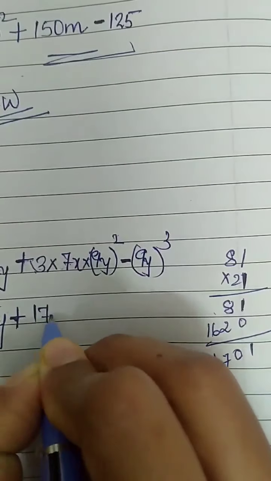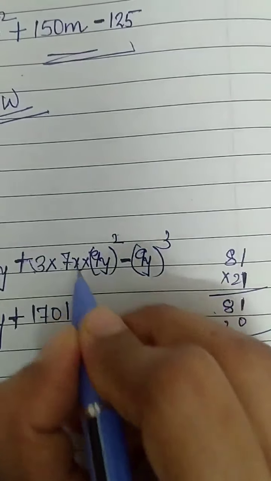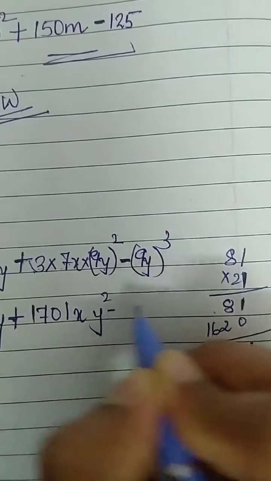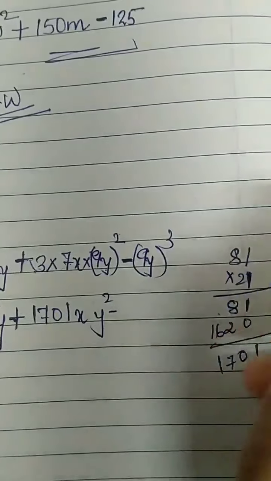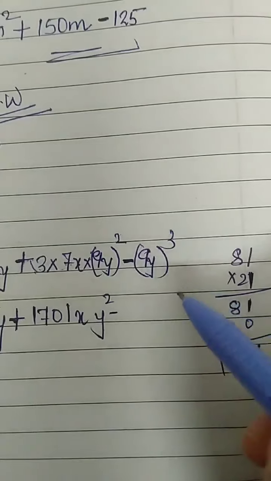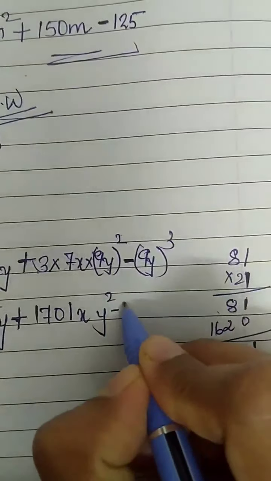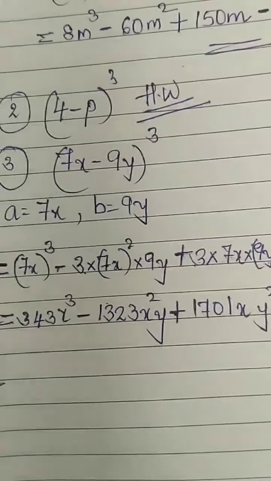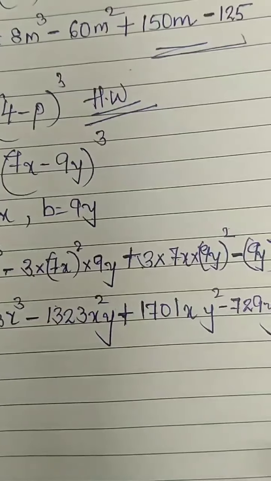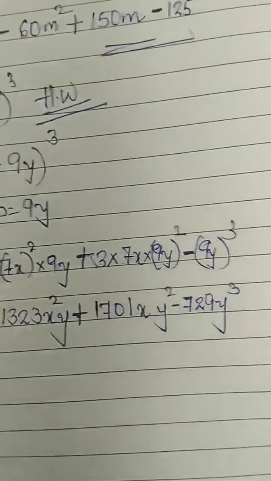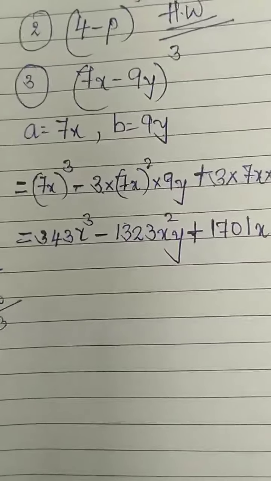So 1701, x alphabetical order we will write, and y² minus 9 nines are 81, 81 into 9 is 729. Okay, you can multiply and check. 729y³. So our answer is 343x³ − 1323x²y + 1701xy² − 729y³. Now we move on to the next question.